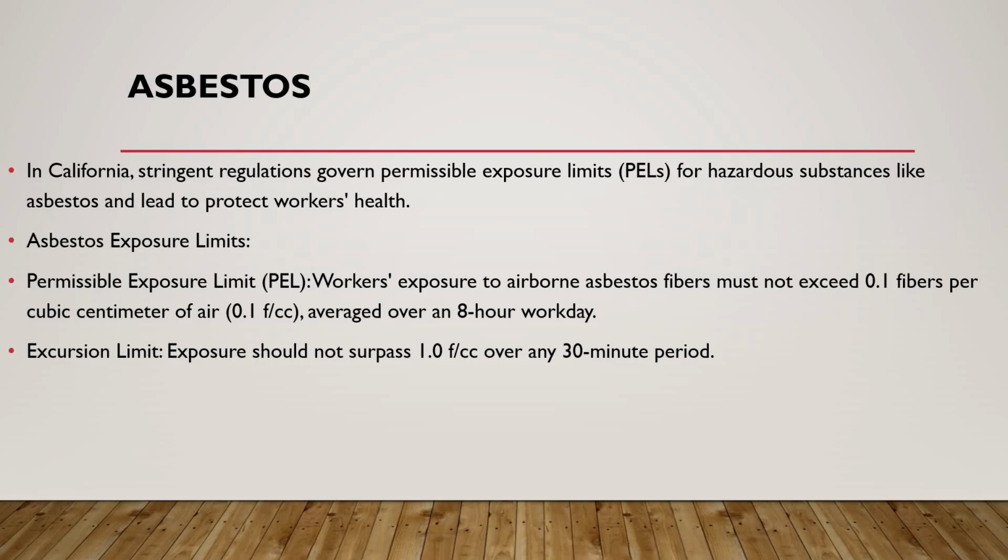So, in California, stringent regulations govern permissible exposure limits, also known as PELs, for hazardous substances like asbestos and lead to protect workers' health. Asbestos exposure limits. Workers' exposure to airborne asbestos fibers must not exceed 0.1 fibers per cubic centimeter of air, averaged over an 8-hour workday. Excursion limit. Exposure should not surpass 1.0 fibers per cubic centimeter over a 30-minute period.